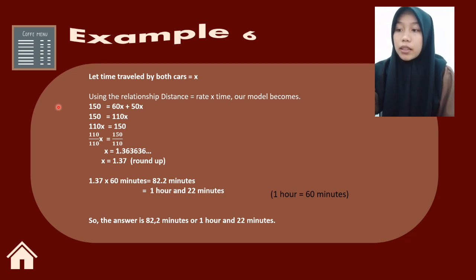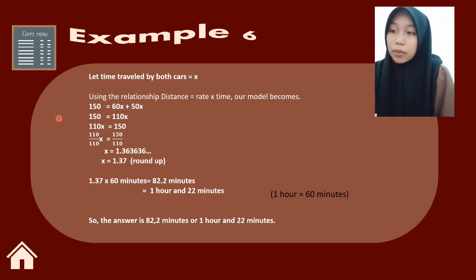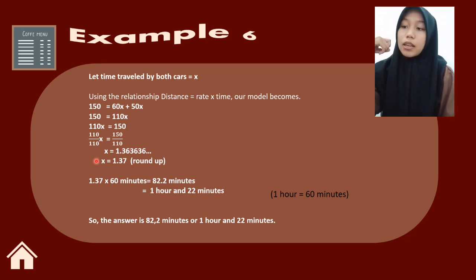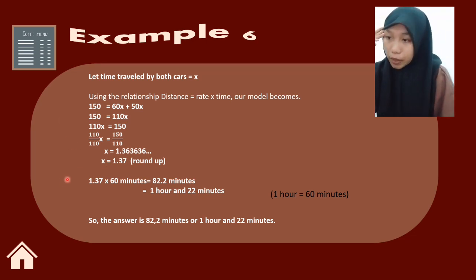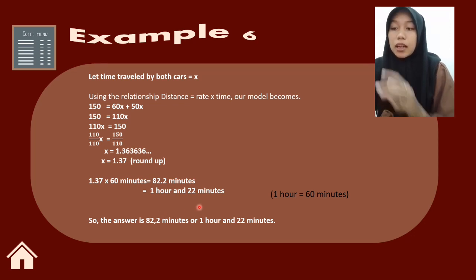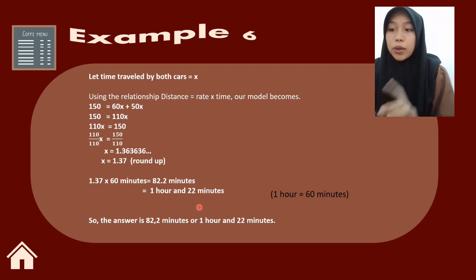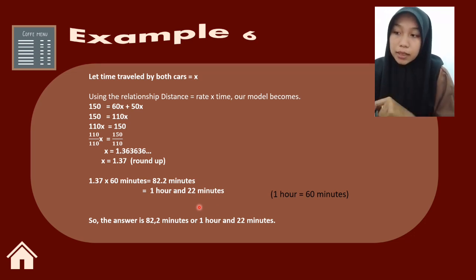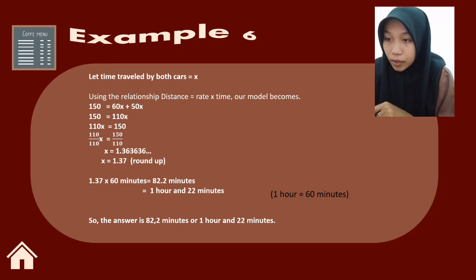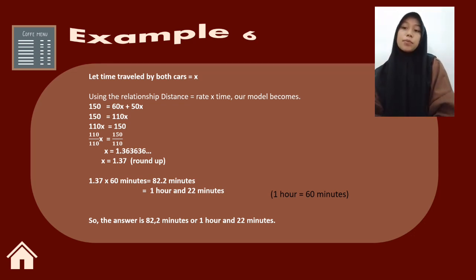So 150 equals 110x, and x is 1.36, rounded up. Next, 1.37 times 60 minutes equals 82.2 minutes, or 1 hour and 22 minutes. So the answer is 1 hour and 22 minutes.